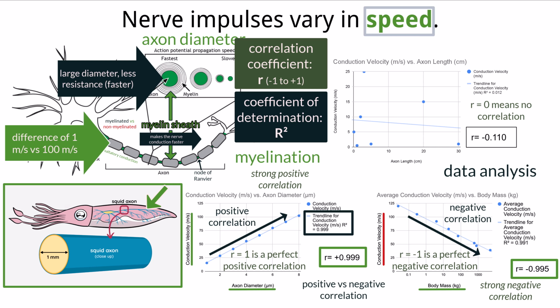The R squared value of conduction velocity versus body mass is 0.991. This also indicates a very strong relationship. 99% of the changes in the conduction velocity can be accounted for by change in the body mass of animals. As one additional example, we can view the relationship between the length of an axon and its conduction velocity.